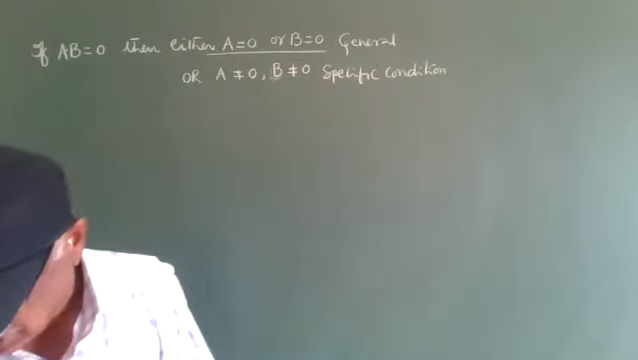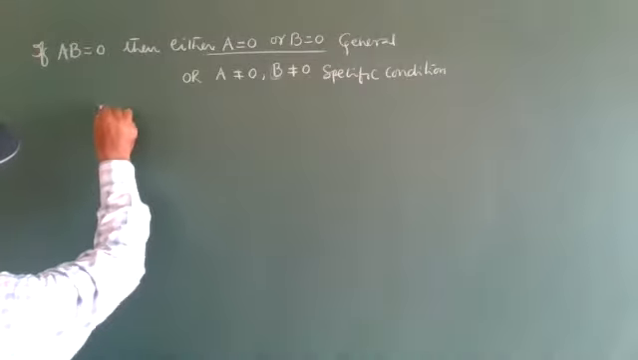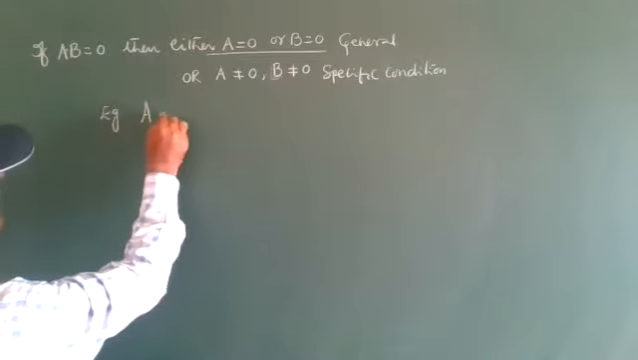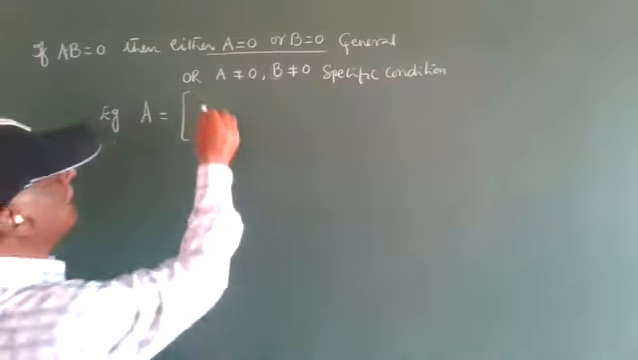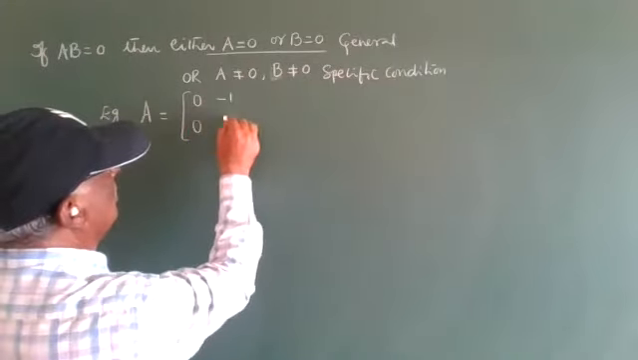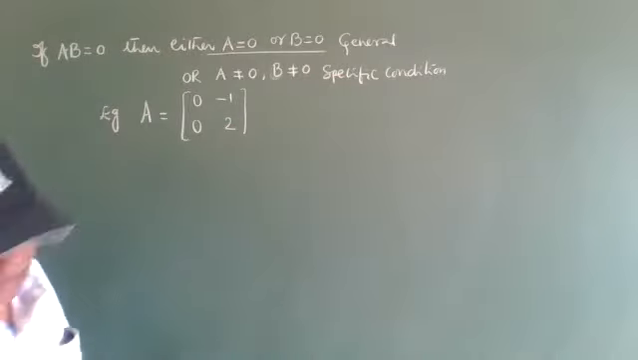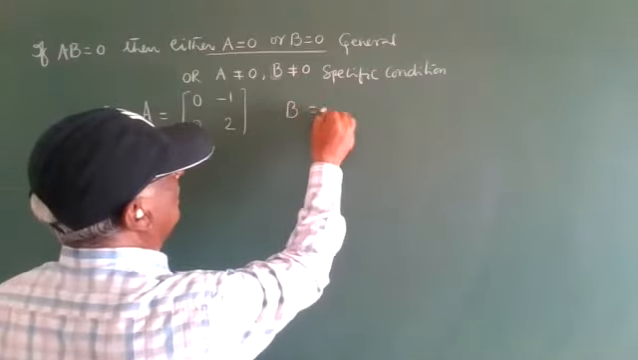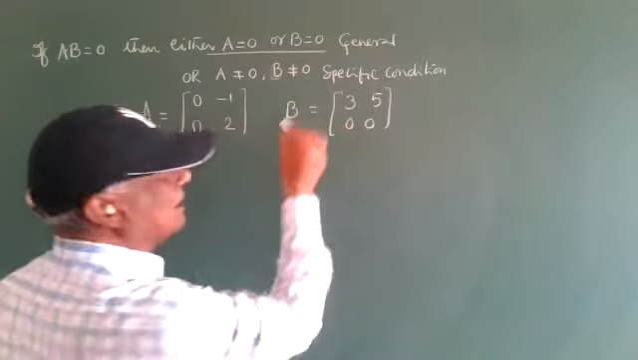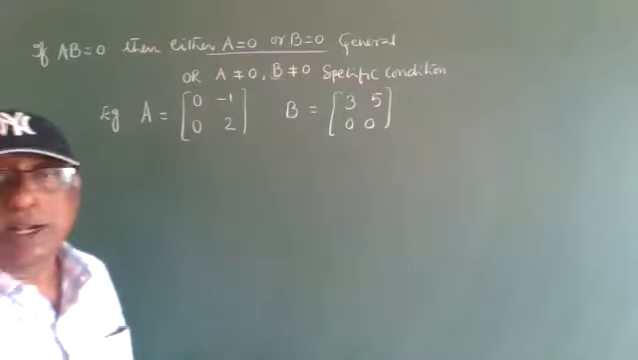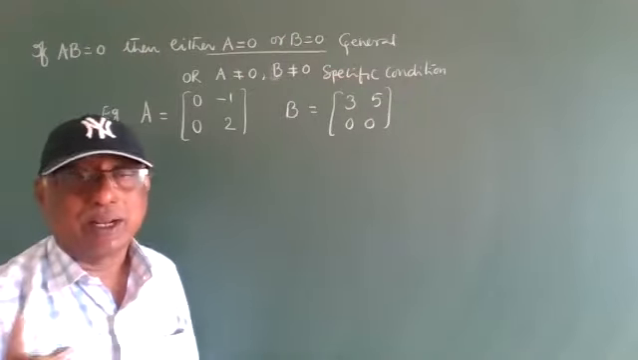For this one, we have to see one example. Everyone write down. The example: matrix A is equal to 0, minus 1, 0, 2, and the second matrix B is equal to 3, 5, 0, 0. A is not a null matrix, and B is also not a null matrix.